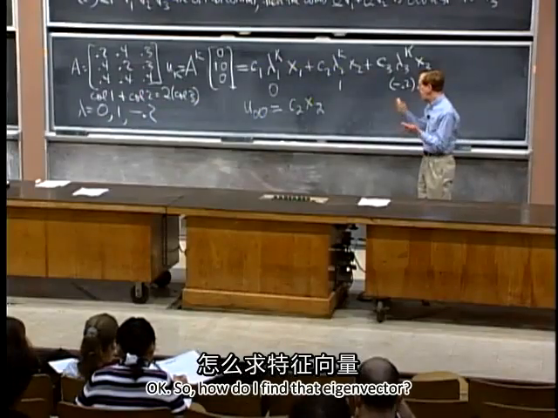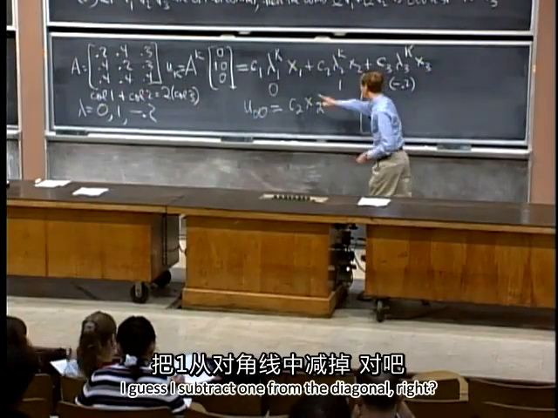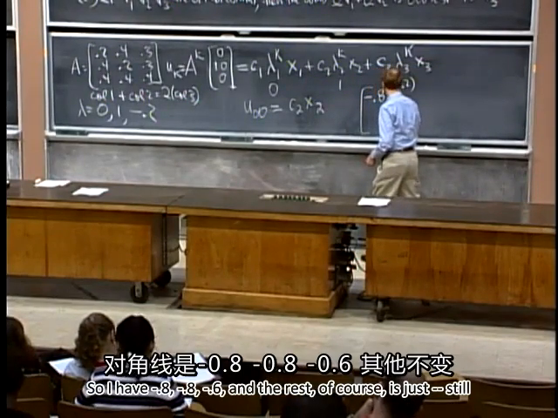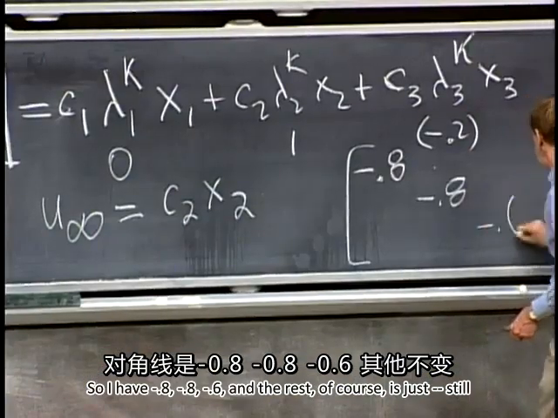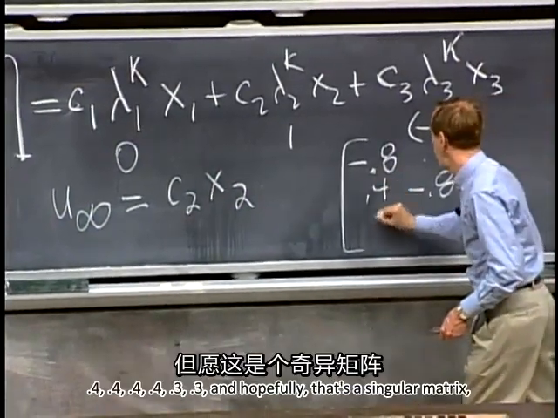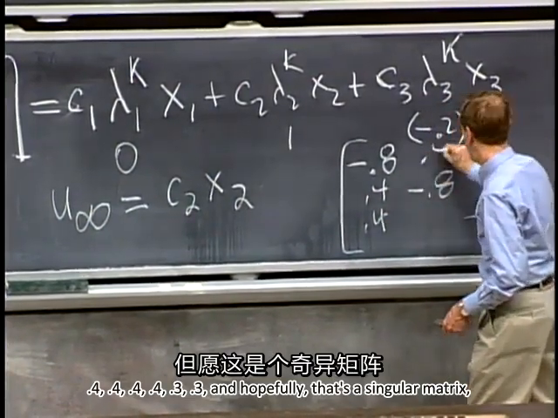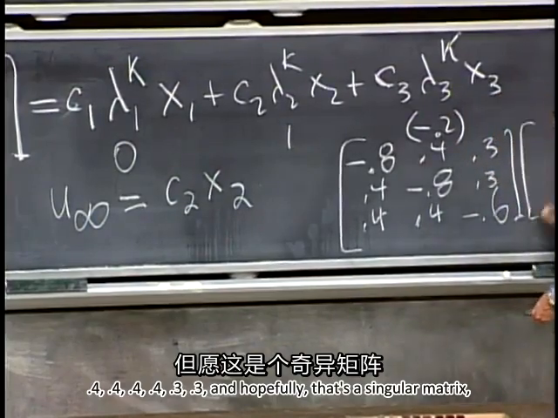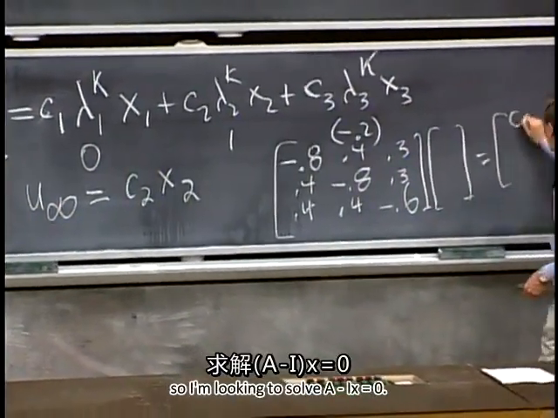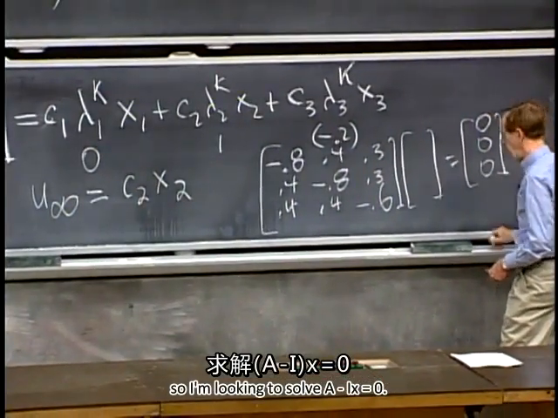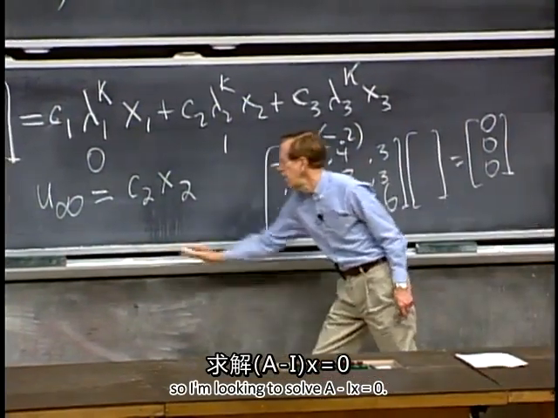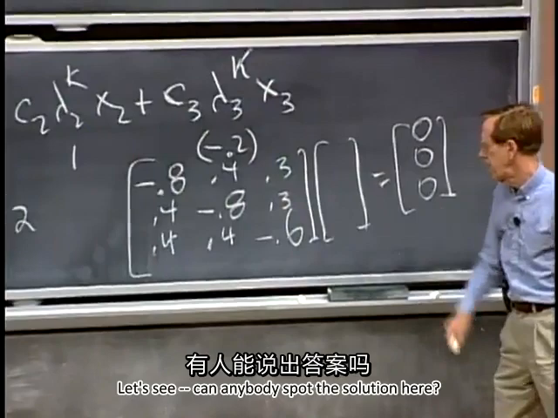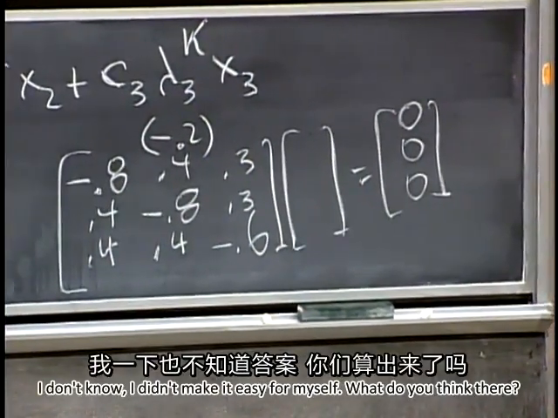Okay, so how do I find that eigenvector? I guess I subtract 1 from the diagonal, right, so I have minus 0.8, minus 0.8, minus 0.6, and the rest, of course, is just still 0.4, 0.4, 0.4, 0.4, 0.3, 0.3, and hopefully that's a singular matrix. So I'm looking to solve A minus I x equals 0. Let's see. Can anybody spot the solution here? I don't know. I didn't make it easy for myself.